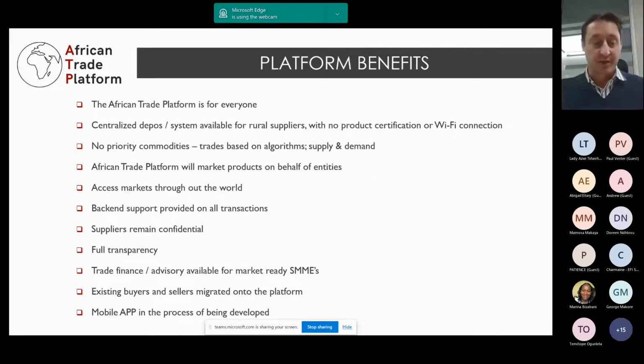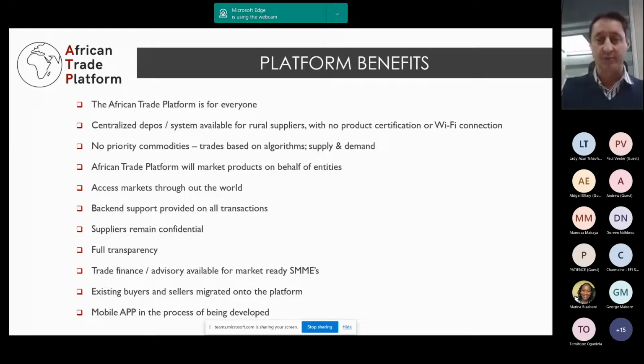The platform is for everyone. We do run centralized depots. A pure example is, once again, if you look at the nuts from an Mpumalanga side, we have our sister company within our group called Nutcracker, where product that runs through the platform is actually delivered to our depot down in KZN, which then centralizes and aggregates the product before it gets exported to the USA.